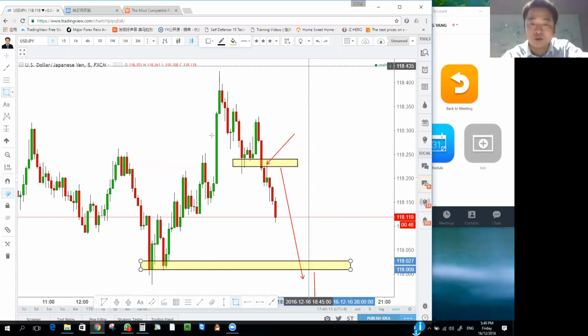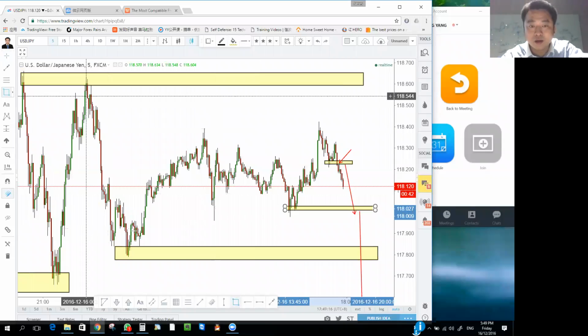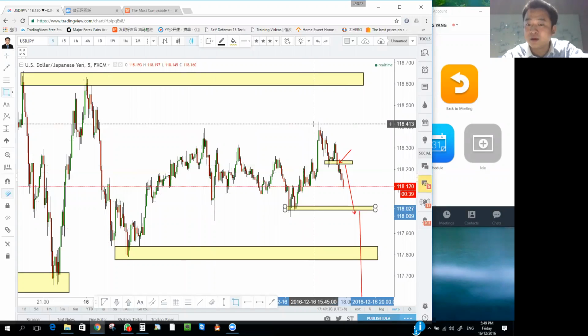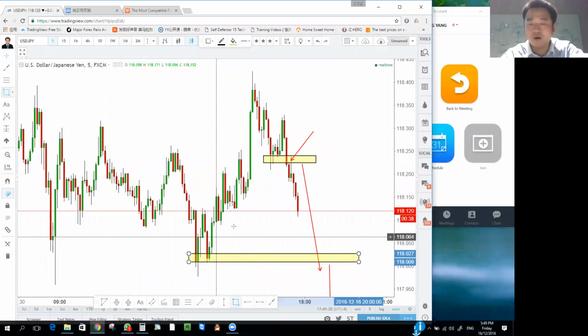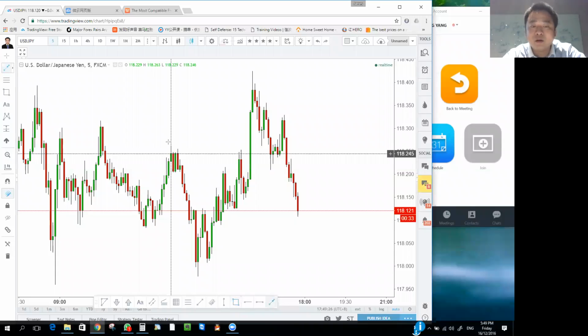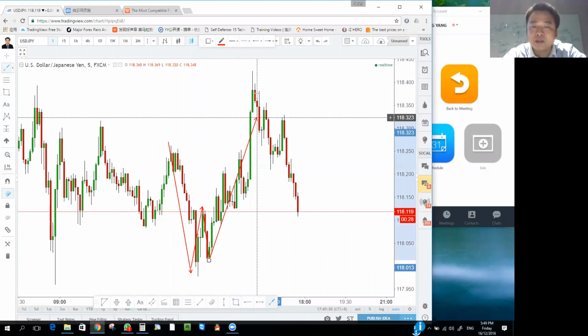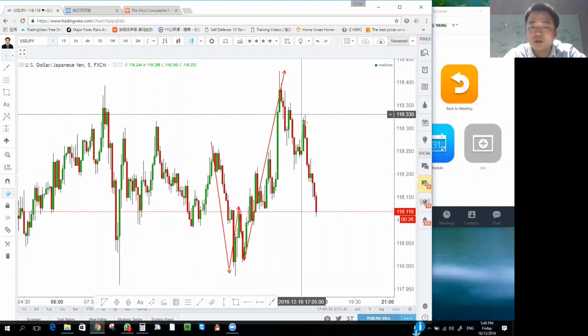Which one? You mean this one? The bottom part. Okay, you mean this part? Oh, okay, this one. Yes, it fulfills at the 2618, but you need to look at the big picture.